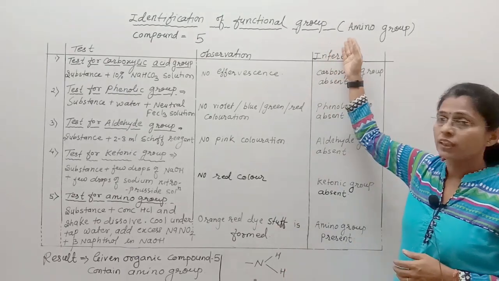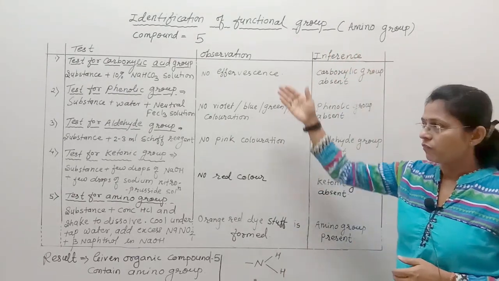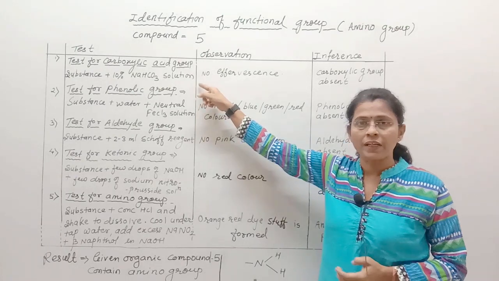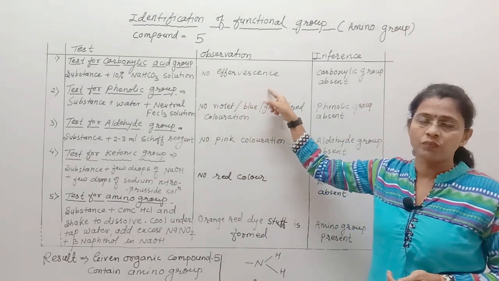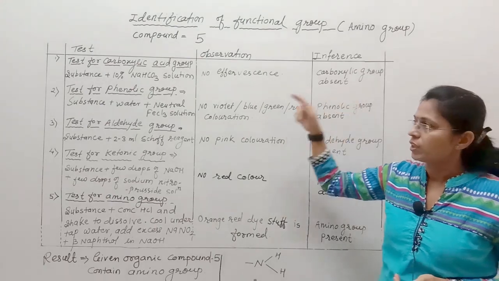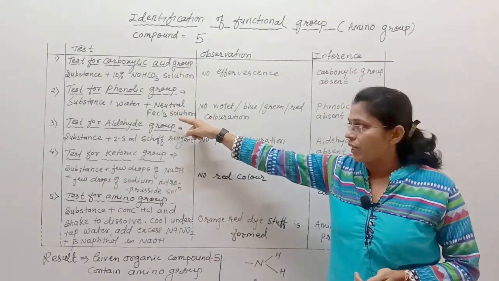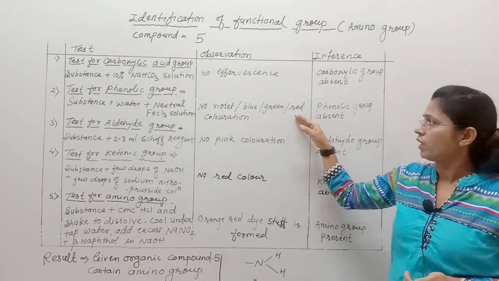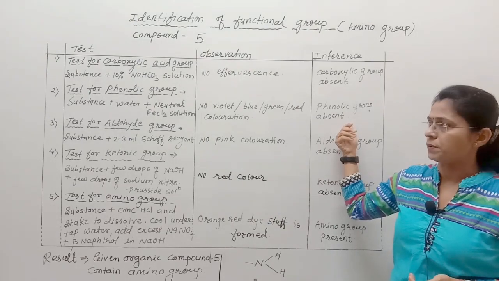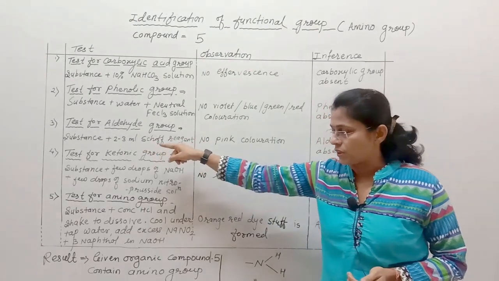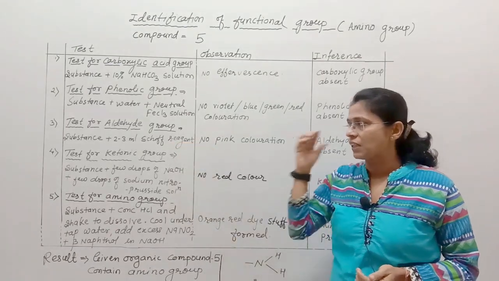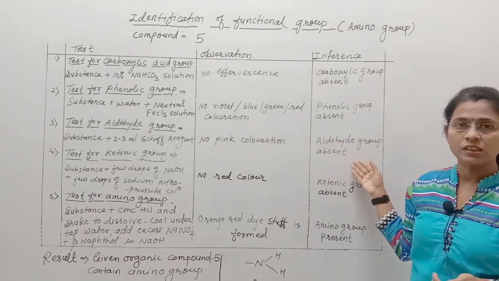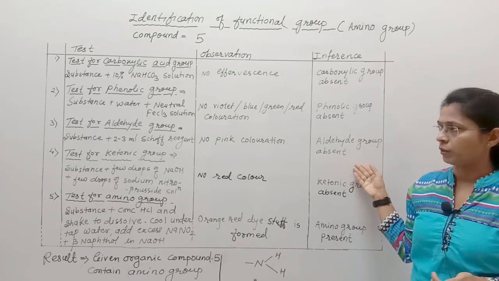See student, to check ketonic group in the given organic compound, we tried different functional groups. To substance, when we add 10% sodium bicarbonate solution, we don't get any effervescence, means carboxylic group is absent. To a little amount of substance, when we add water and neutral FeCl3, we don't get any color in solution, and means phenolic group is also absent. Then again we take a little amount of substance, to that we add 2 to 3 ml of Schiff's reagent. We don't get pink coloration, means aldehyde group is also absent in our given organic compound.